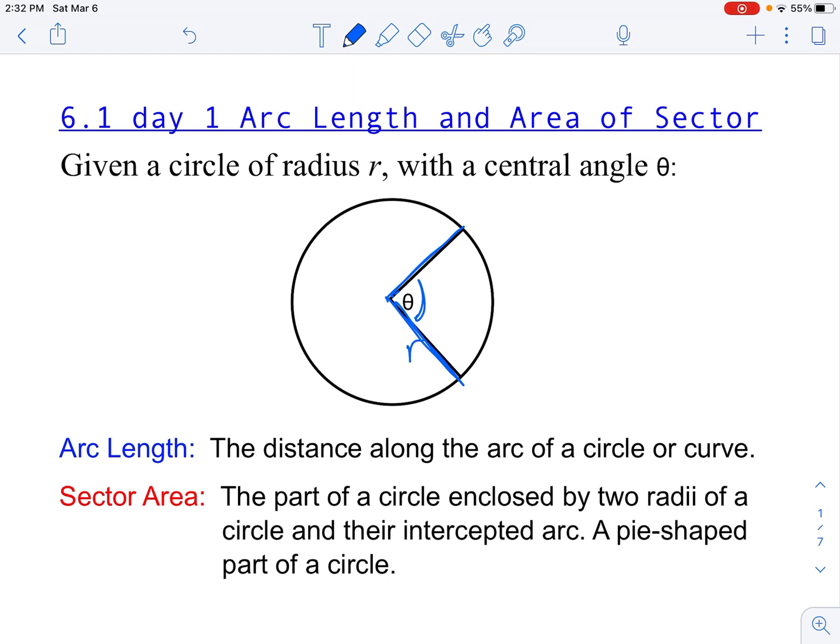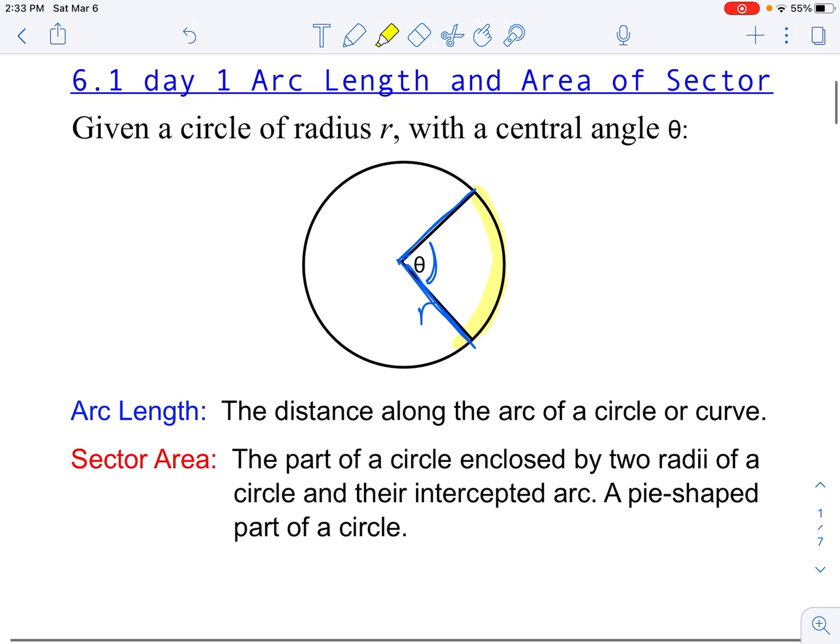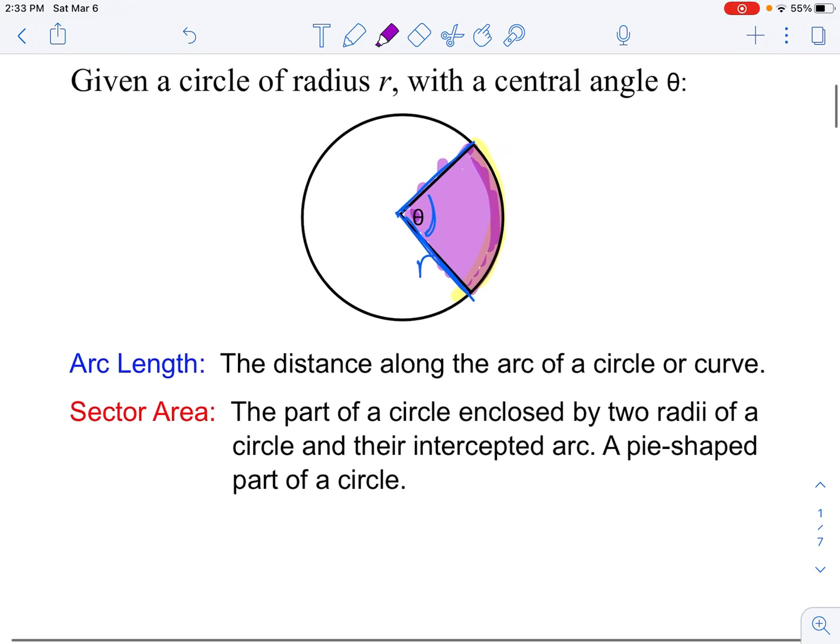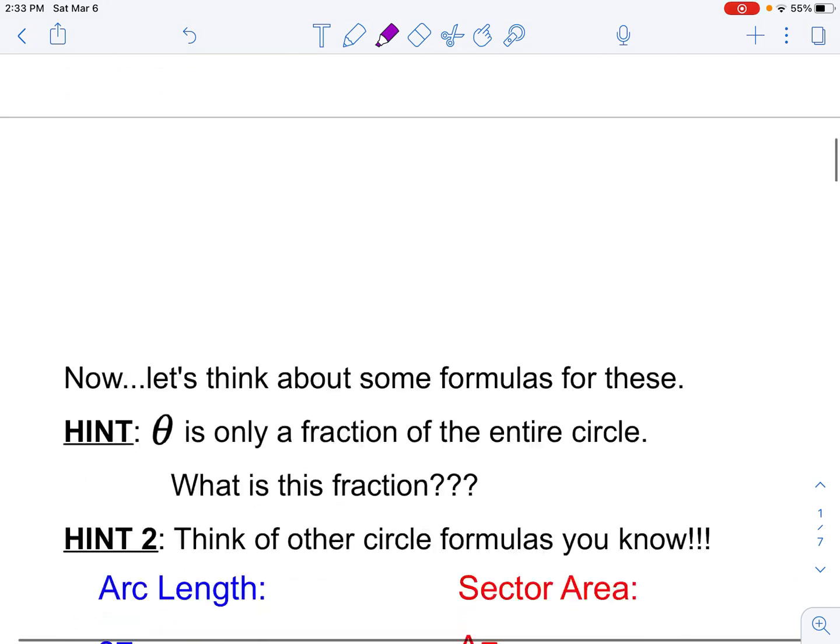The arc length is the distance along the arc of a circle or a curve. So arc length is this thing that I'm drawing right here in yellow. If it was a pizza, it's the length of the crust. And then the area of a sector, area is the space in between, so it's how much is inside there. It's going to be square feet or square inches, since it's the area of that entire piece of pizza. Arc length is just the crust, but the area is the whole entire piece of pizza.